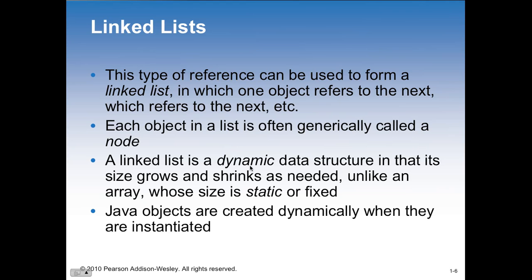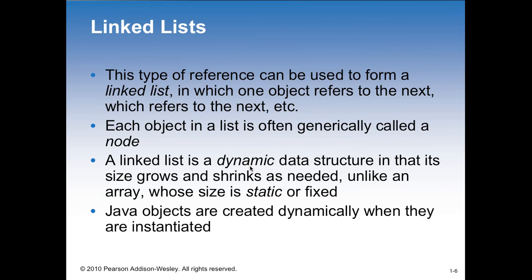So the linked list is also referred to as a dynamic data structure versus a static one. So the array is static because it doesn't grow, and that's just the terminology that you're supposed to remember out of this. And dynamic can grow, and it can also shrink as needed. So it gets big, it gets small, unlike the array whose size is static or fixed.